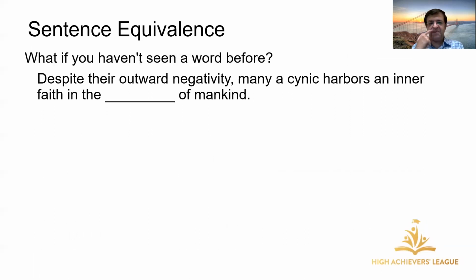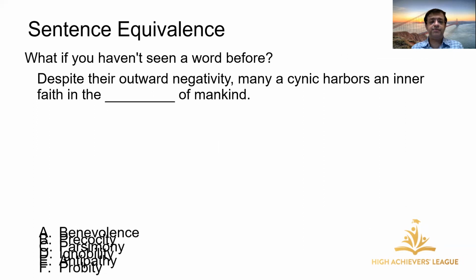Okay, another sample. Despite their outward negativity, many a cynic harbors an inner faith in the dash of mankind. The trigger word here is despite. So despite the outward negativity that the critics had on humankind, they still had an inner faith in the dash of mankind. The trigger word despite tells us that although from the outward appearance the critics of humankind are negative, from inside they have something positive for mankind. So we are looking for a positive word here.